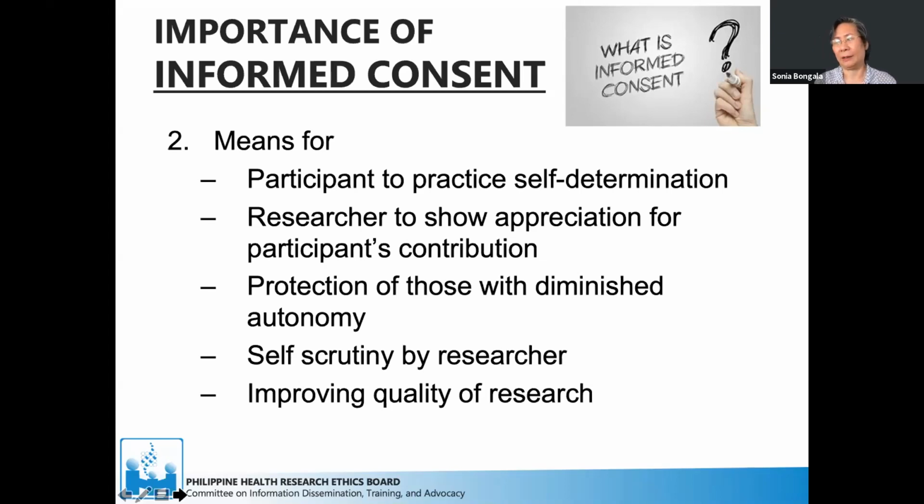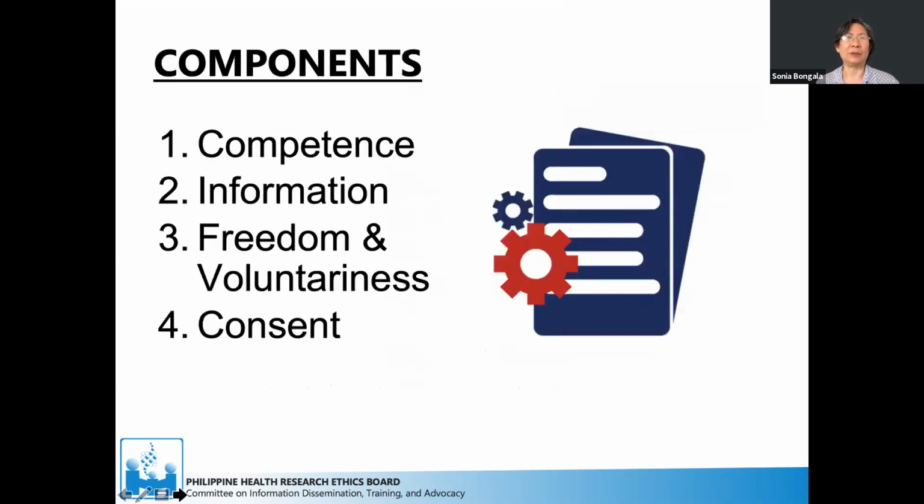Okay, and therefore, we also look, the Research Ethics Committee also looks at the informed consent form besides looking at the process. And there are requirements that we look for before we approve the implementation of a research protocol. And improving the informed consent process and form will be one way to improve the quality of the research. Okay, so we look at the components of the informed consent.